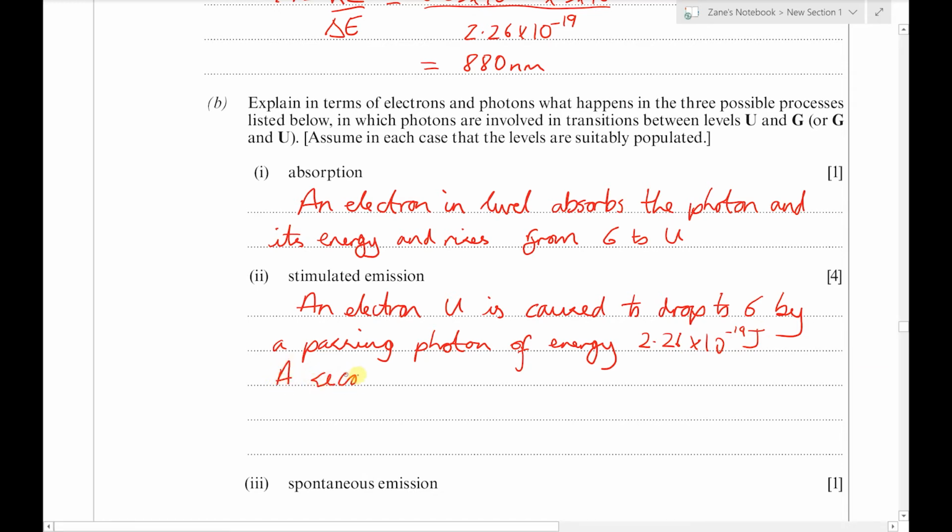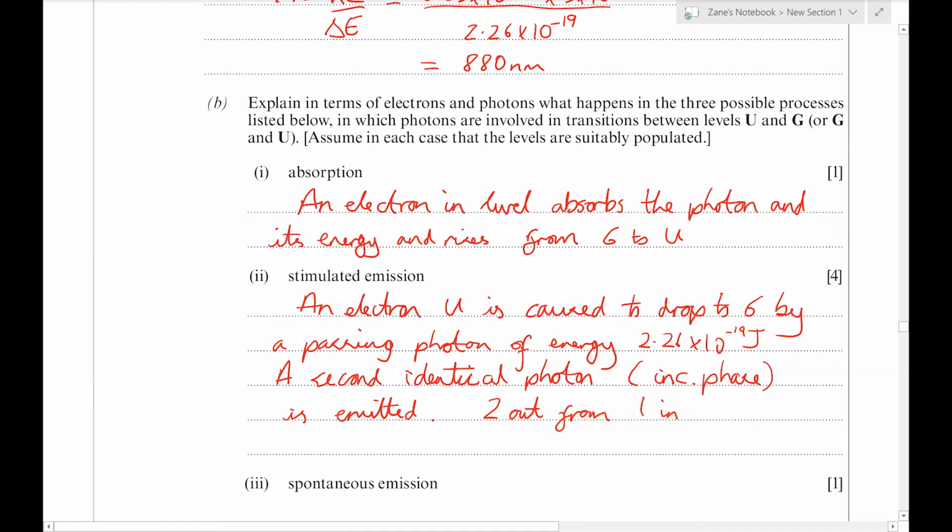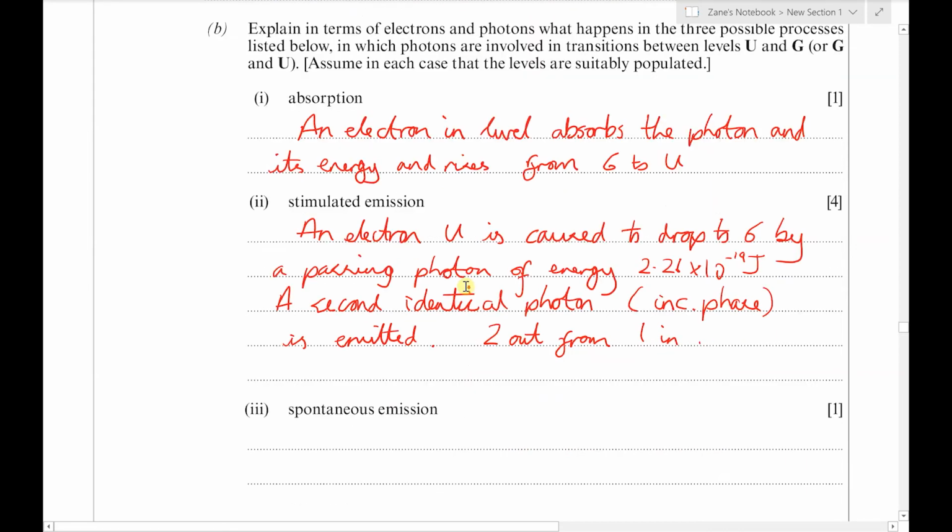What happens then is that a second identical photon, and it's identical in every way, energy, wavelength, frequency, and quite importantly phase, and things like direction and polarity as well. So that second photon is emitted when the electron drops from U to G. So now we've got 2 photons out from 1 photon in. And that basically leads to the idea of light amplification. We've got more photons out than we've put in.